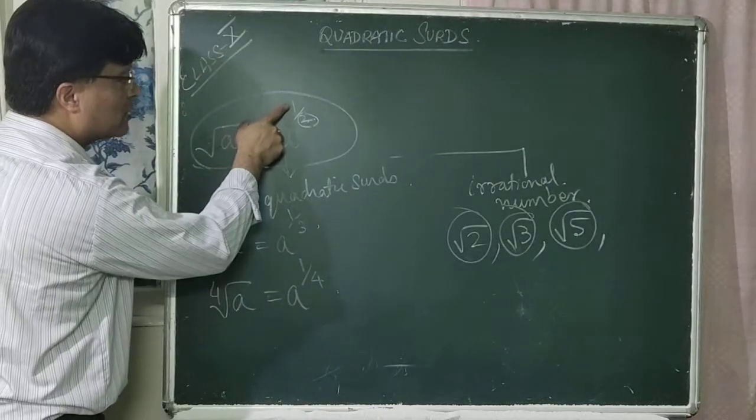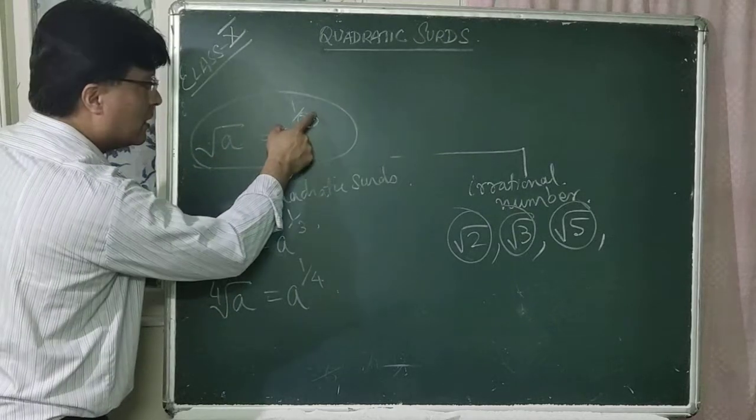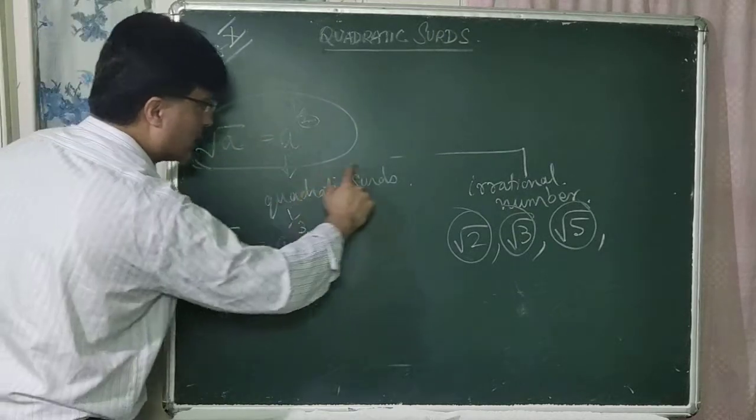Since a to the power, root over a is equal to a to the power half. Since this number is 2, that's why it is known as what?